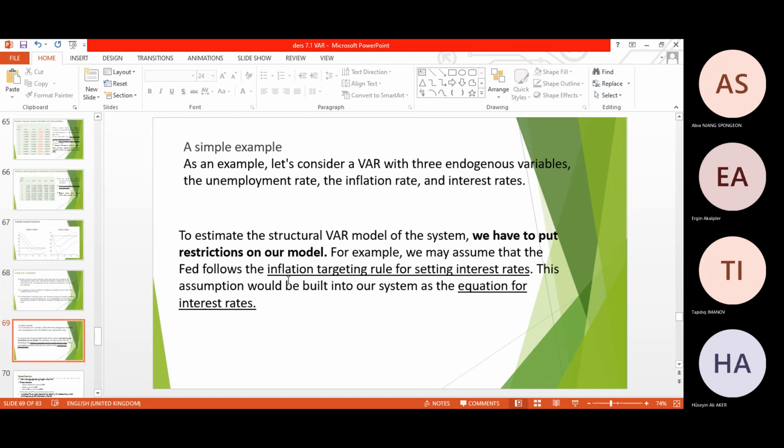The symbol is given here. As an example, let's consider a VAR with three endogenous variables: the unemployment rate, the inflation rate, and the interest rate. To estimate the structural VAR model of this system, we have to put restrictions on our model. For example, we may assume that the FED, the central bank of America, follows an inflation targeting rule for setting the interest rate to a certain limit, and this assumption would build the model regarding this regulation, and our system equation will then be estimated after this policy and these measures.